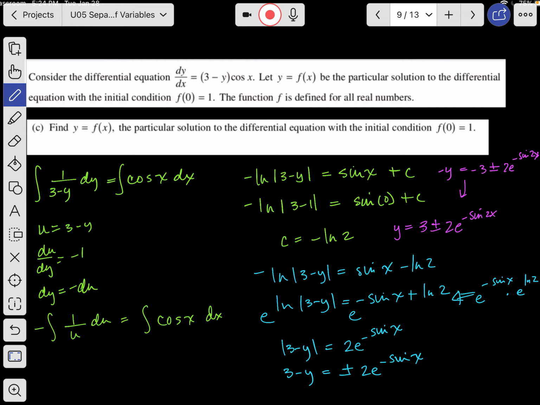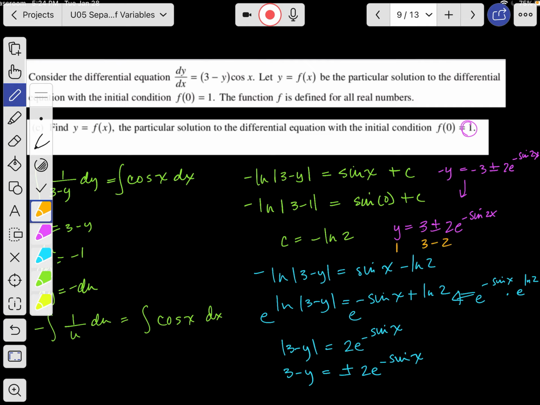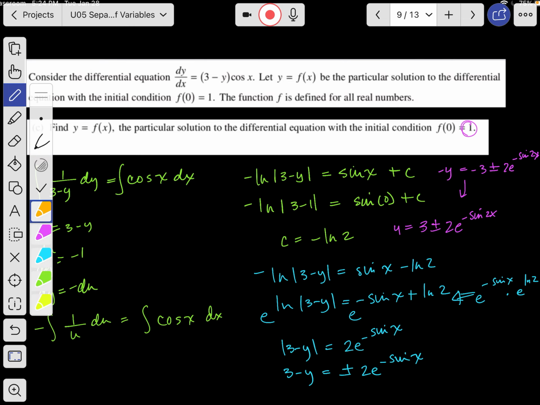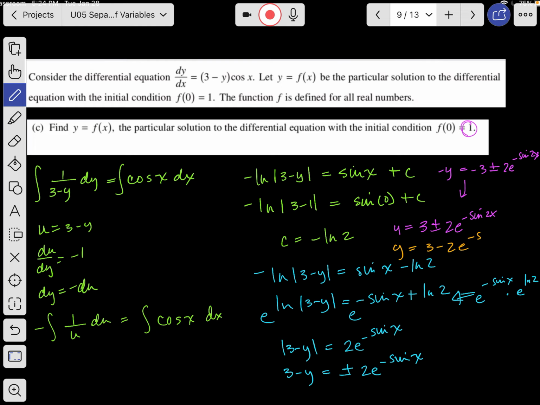Okay, so is it going to be plus or minus? Well, I need to go back to my initial condition. If my y value is 1, here, I need to get this guy to equal 1. Well, then 3 has to subtract 2. And so that's why I know that it's going to be a minus sign in my final answer. So let me get rid of all that. And my final is going to be y is equal to 3 minus 2 e to the negative sine 2x. And that's it.